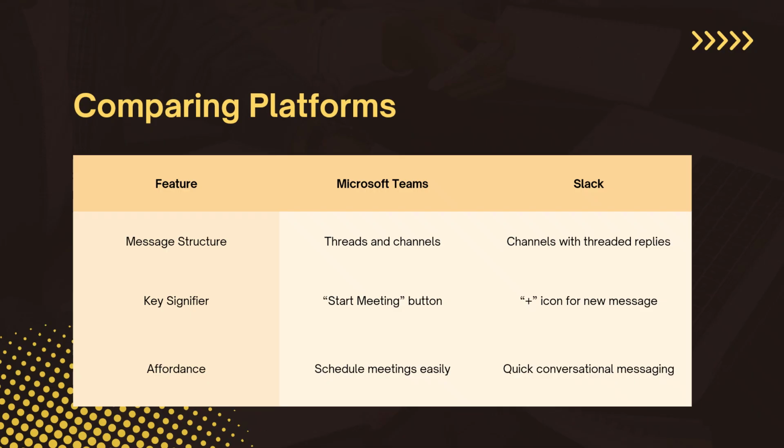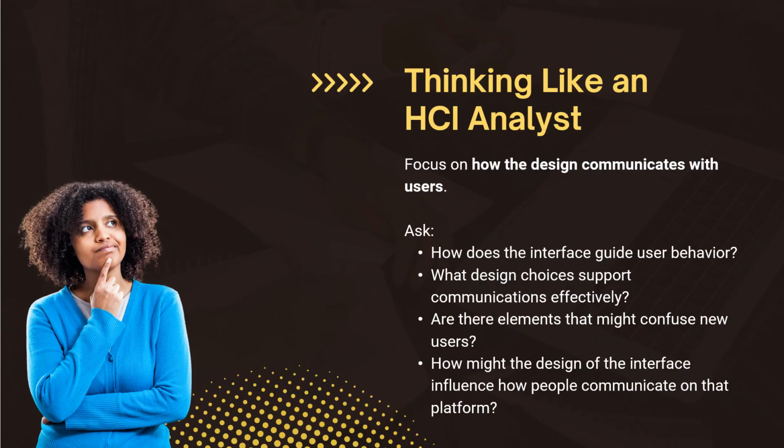And that's exactly the type of analysis I want you to perform in your discussion posts. Now, you don't need to create a large table like this, but thinking about the platform in terms of features, signifiers, and affordances will help you clearly explain how the interface supports communication. Now, when writing your discussion posts, try to approach the platform as an interface analyst, not just as a user. Okay, instead of focusing on your personal preferences, I want you to focus on how the design communicates with users.